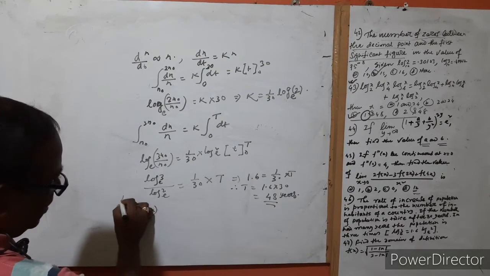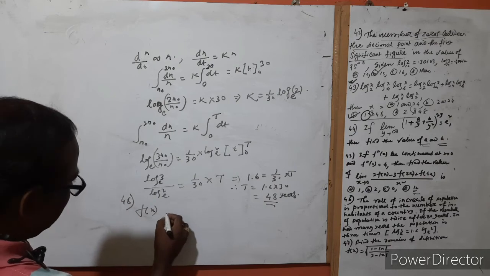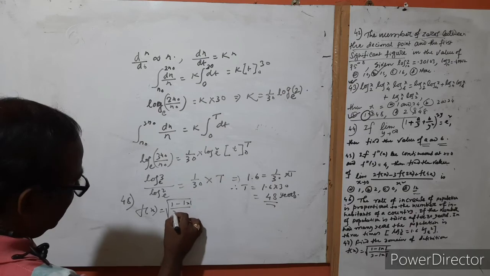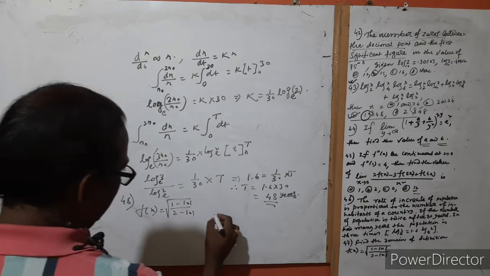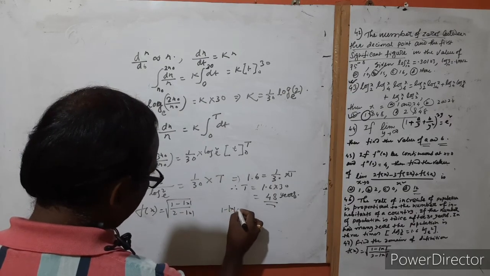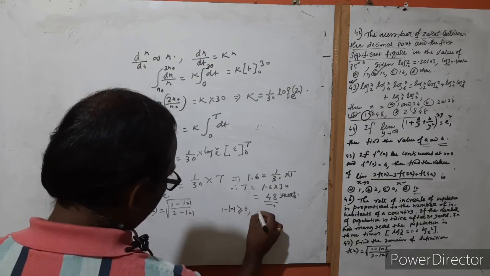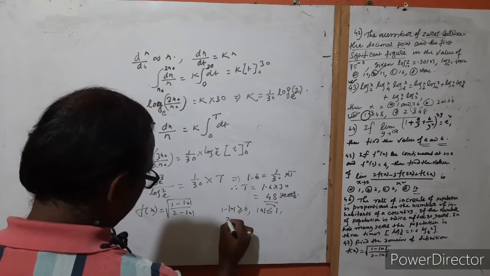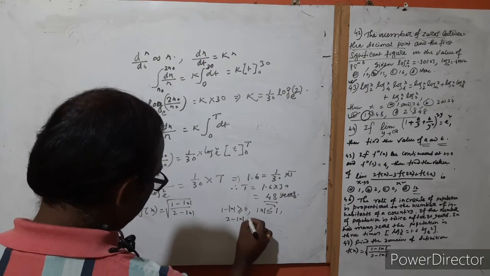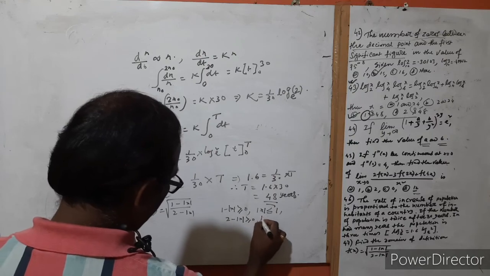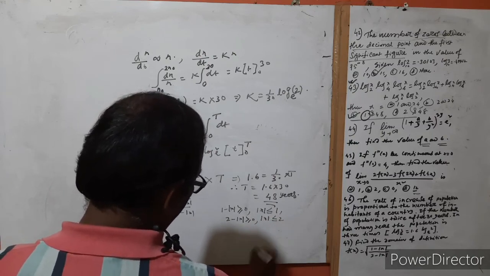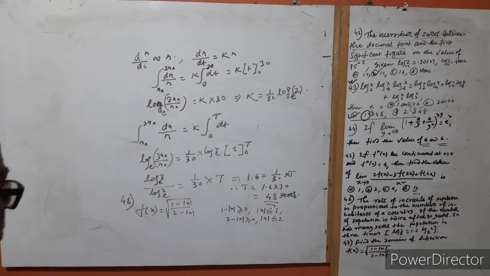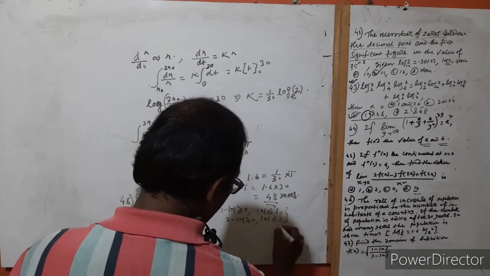For the last question, find the domain of definition. You can take an easy technique: root over 1 minus mod x by 2 minus mod x. 1 minus mod x is greater than 0, that is mod x is less than 1. Again also 2 minus mod x is greater than 0, so mod x is less than 2. Which is most probable? From these two.